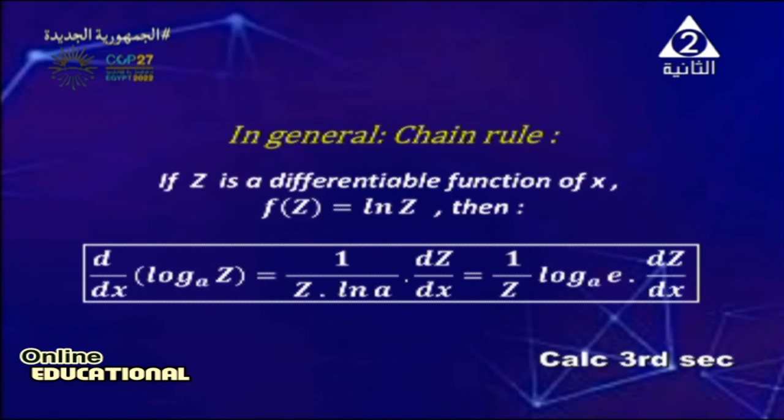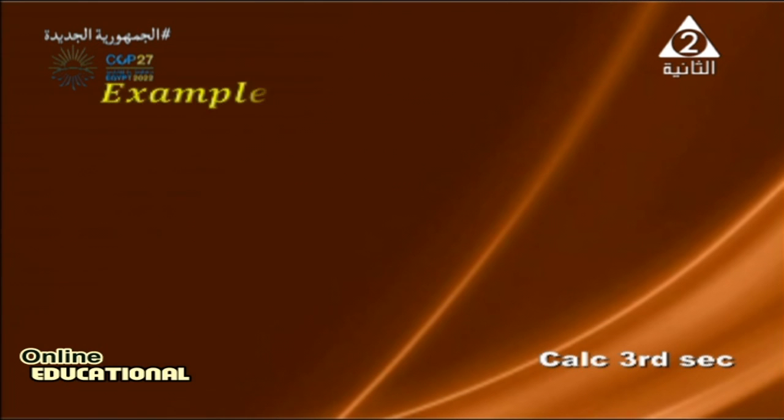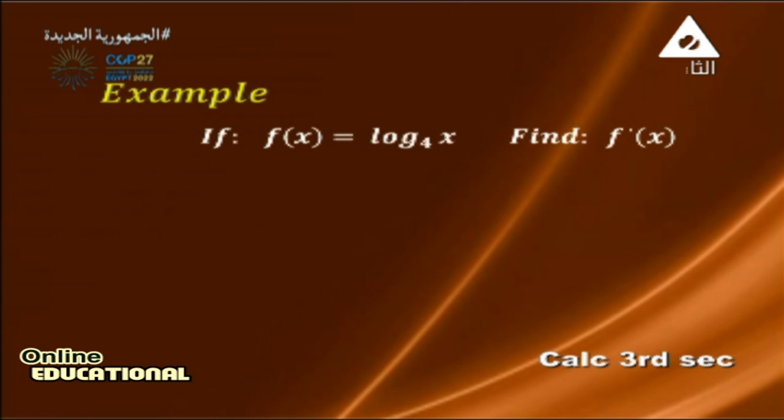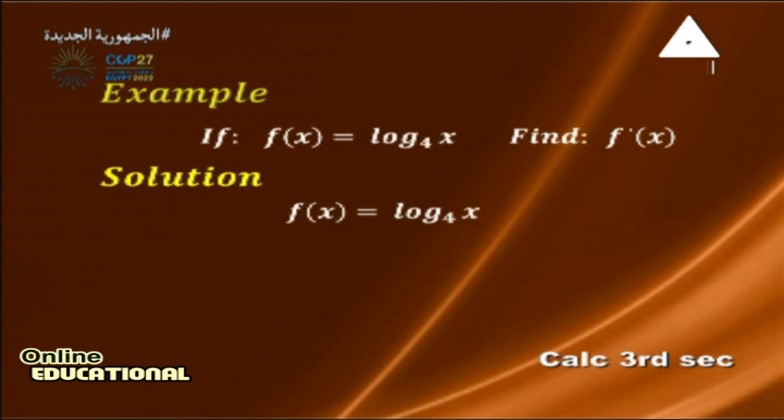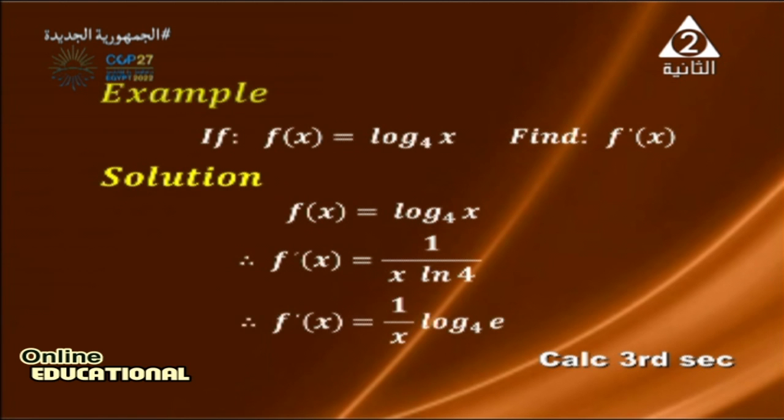Now we move to the next example. If f of x equals log x to the base 4, find f dash x. The function f of x equals log x to the base 4, then f dash x equals 1 over x multiply ln 4, where 4 is the base of the logarithm. Then f dash x equals 1 over x log e to the base 4.